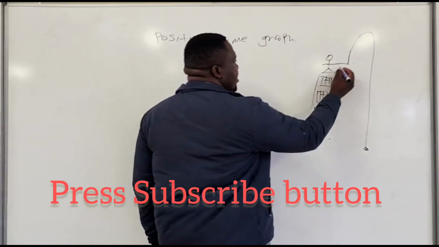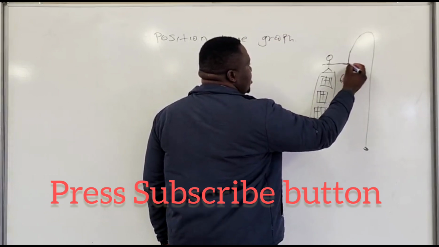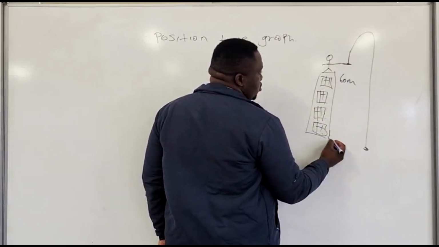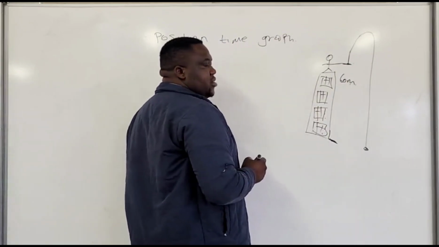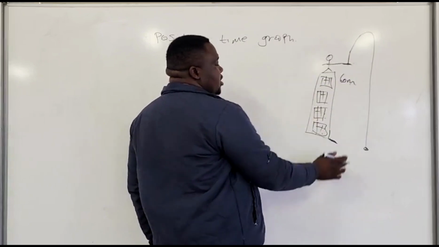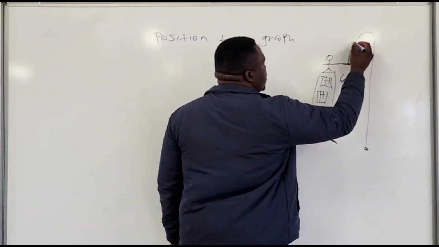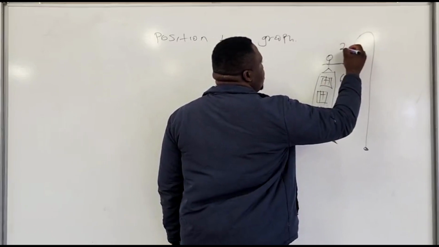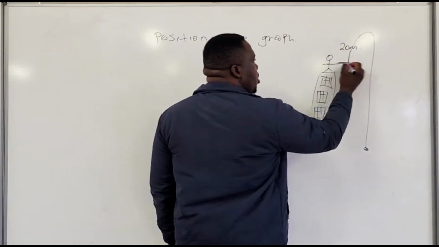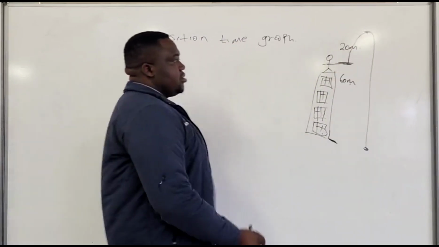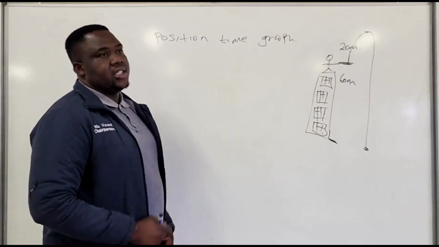Okay, they tell us that this distance is 60 meters. The distance from where the person is standing to the ground is 60 meters. Then this distance is 20 meters. From this point to this point is 20 meters. Right? So draw a position time graph representing that.